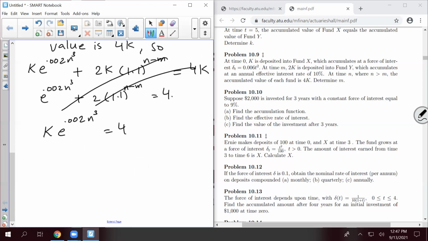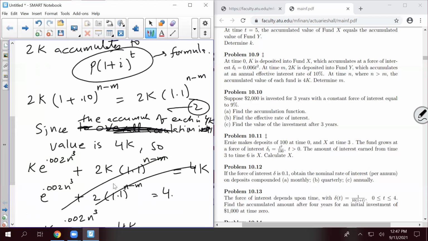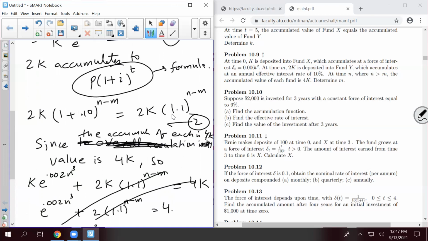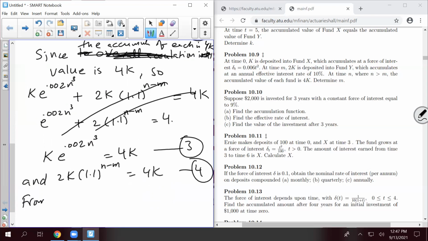That's equal to 4k. And the second one is also equal to 4k. The second one was this one, 2k 1.1 power n minus n. So let's say this is 3, and this is 4. Now from 3, what do we get? Divide out by k. So e to the 0.002 n cube is equal to 4.